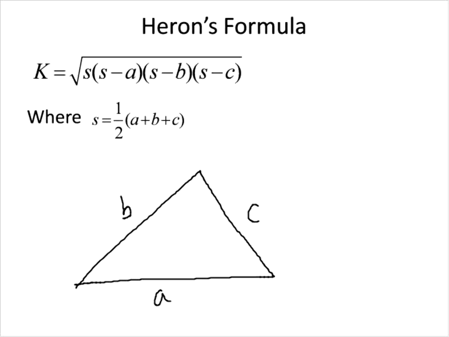I have to know those three sides, and the area is the square root of S times S minus A times S minus B times S minus C. But S is called the semi-perimeter. The semi-perimeter here is just half of the perimeter. Okay. Let's get a concrete example.